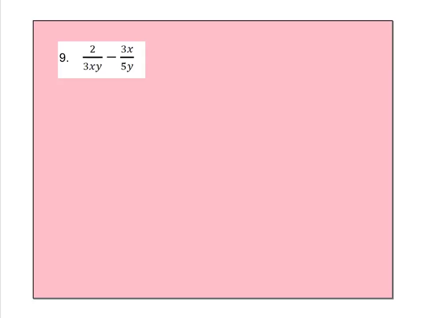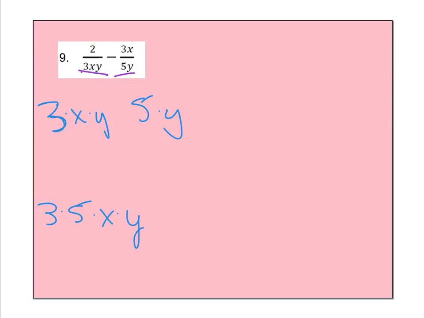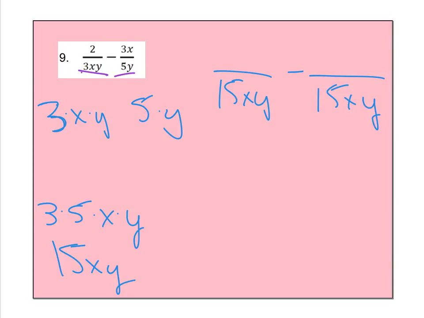So here, 3xy and 5y. So this one becomes 3 times x times y. This one becomes 5 times y. So common would be 3, 5, x, and 1y. So that would be 15xy. So my new denominator is 15xy.